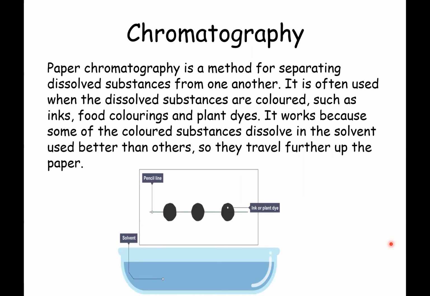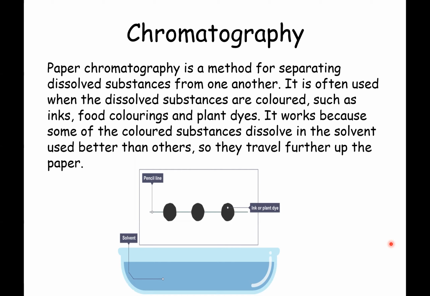The first separation technique we will look at is chromatography. This method is used to separate dissolved substances from one another. It's often used when the dissolved substances are colored, such as inks and food colorings. This works because some colored substances dissolve better in the solvent than other substances, which means they are more soluble, so they travel further up the chromatography paper.